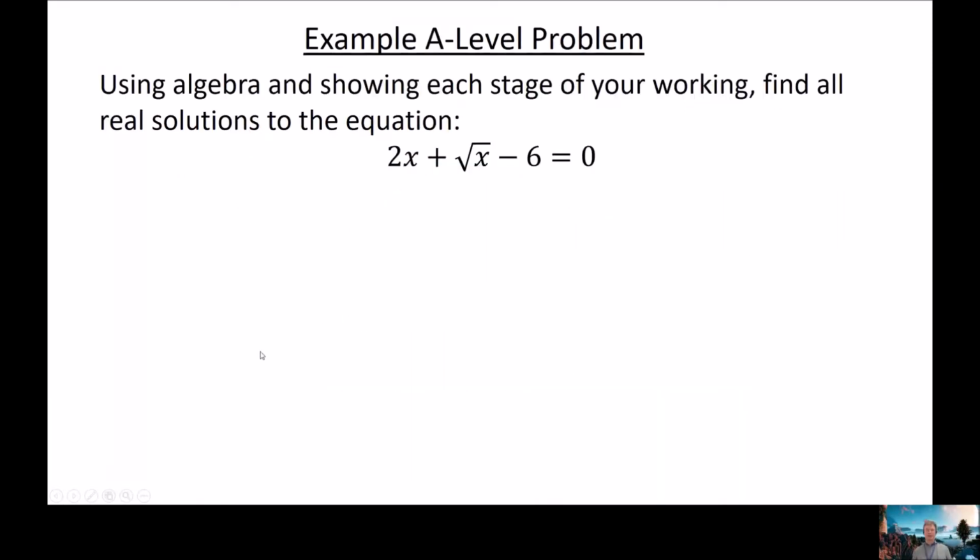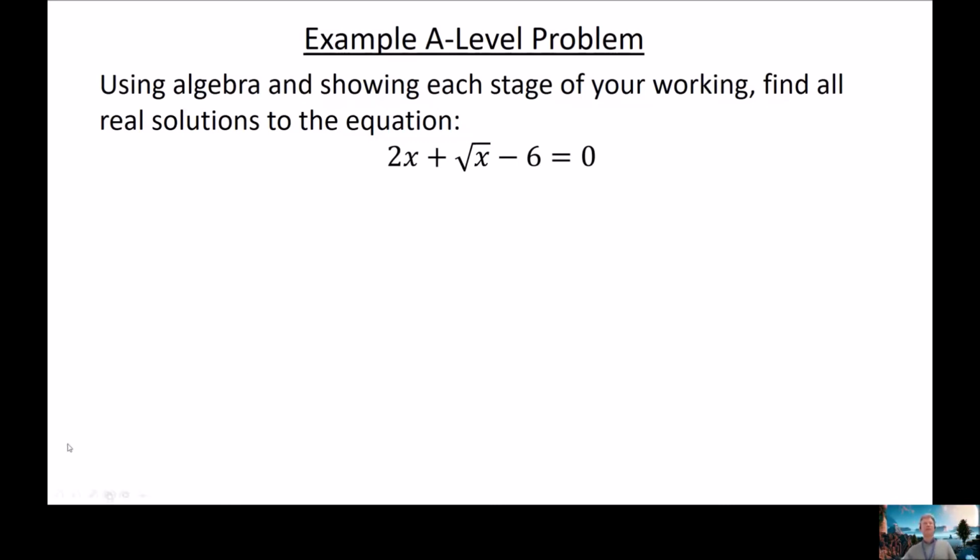And what I'd like to do now is just to illustrate. This is like an A-level question, and I'm just going to go through it a bit with you, just to illustrate the process of trying to use some of the knowledge that you've been learning about. It says: use algebra and show each stage of your working to find all the real solutions to the equation 2x plus square root of x minus 6 equals 0. Now you might think, well, okay, I know how to do that. Or you might be thinking, I'm not sure, I'm just completely stuck.